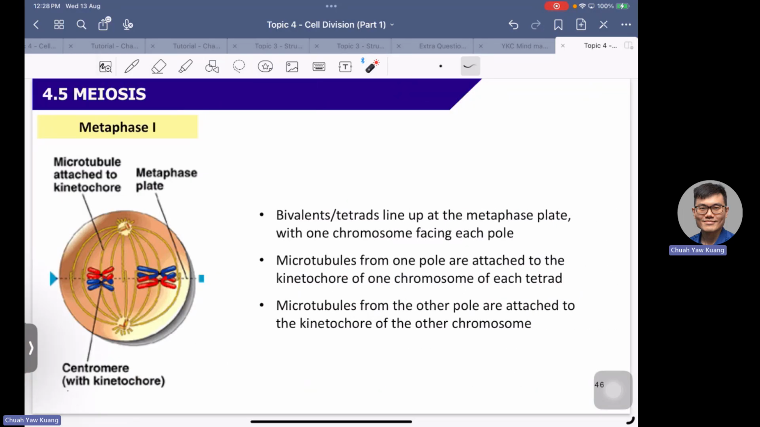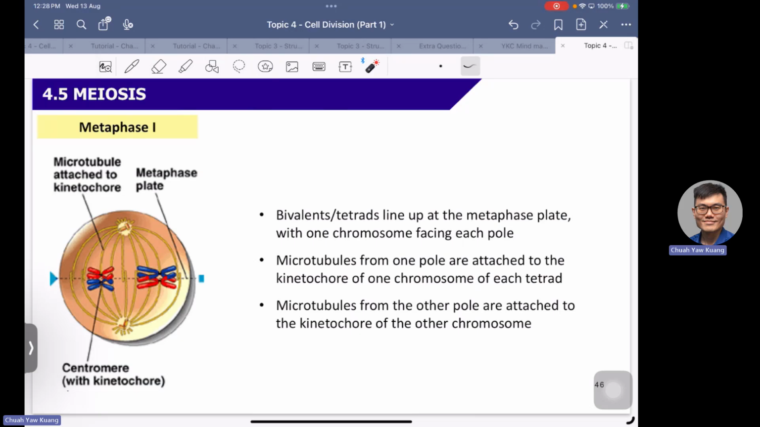All right, then next, after that, it will be metaphase 1. For metaphase 1, this is where the tetrad will be aligned at the metaphase plane. That's the difference. In the metaphase of mitosis, it is the chromosomes being aligned. In metaphase 1 of meiosis 1, it is the tetrad, the homologous chromosome pair, being aligned at the metaphase plane.